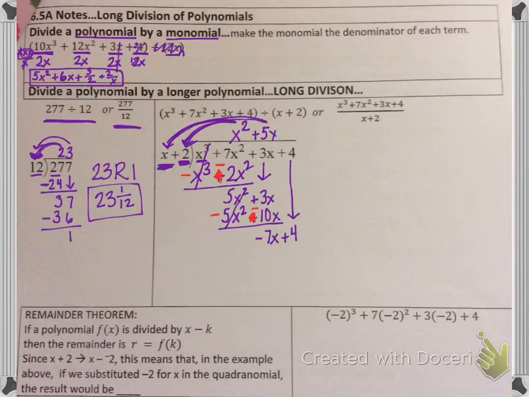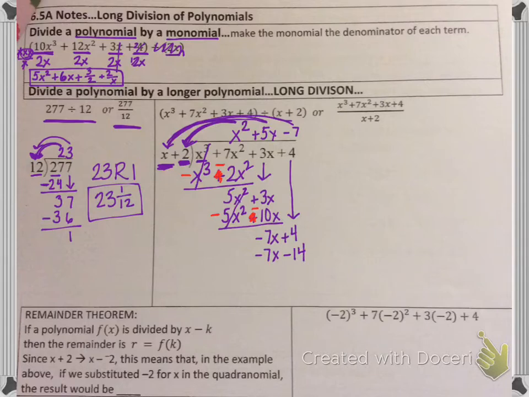I think I can do one more. X times what gives me negative 7x? Well, that would be negative 7. Then what do I do with the negative 7? I'm going to distribute it again. So negative 7 times x is negative 7x, and negative 7 times 2 is negative 14.